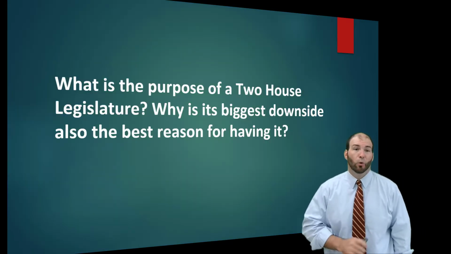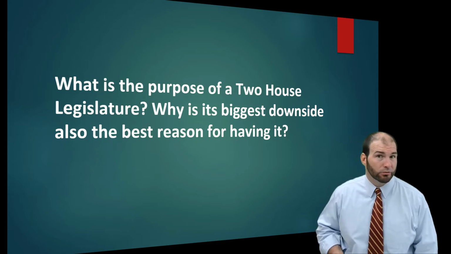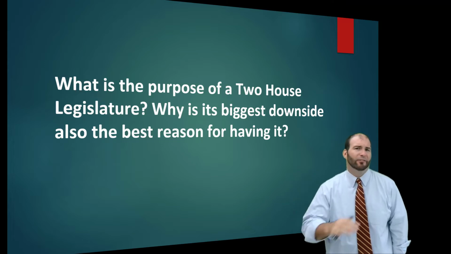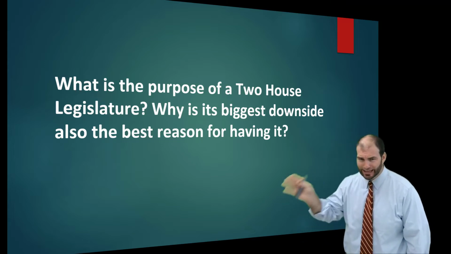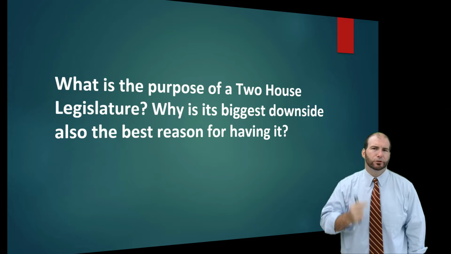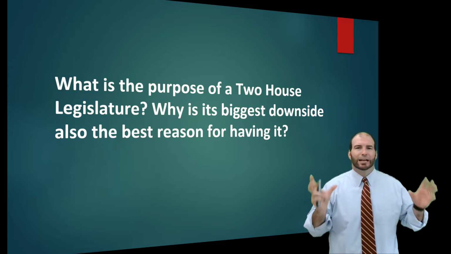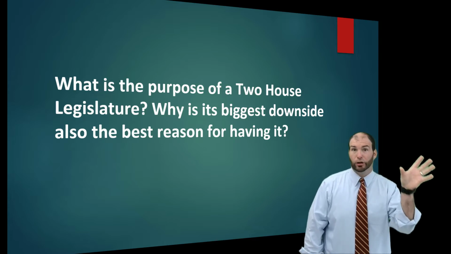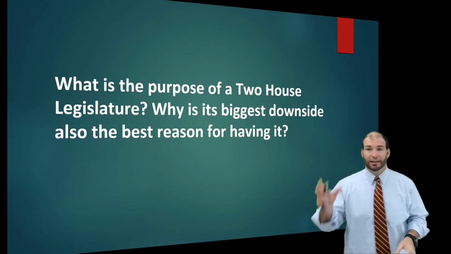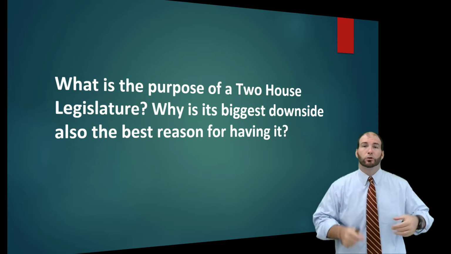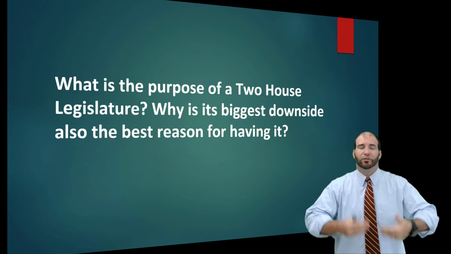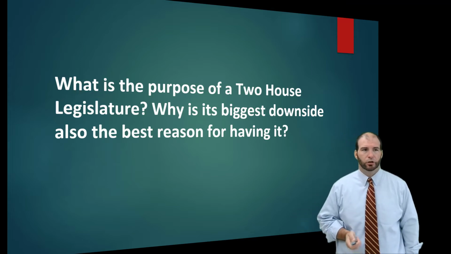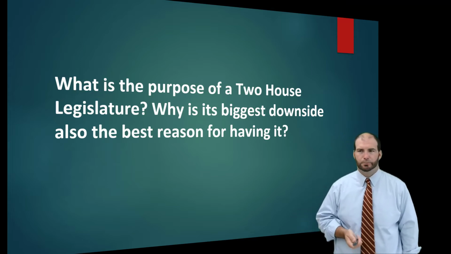So the question is, what is the purpose of the two-house legislature? All right. And then the biggest downside, also the best reason for having it. We have talked about the biggest downside, we just did. What's the purpose of the two-house legislature? You basically have to have different views. The House of Representatives is the people's house. In theory, originally elected by the people, and then the Senate was like the government. They have to agree on stuff to get it passed. So it's multiple perspectives, and everybody's supposed to agree on it. That is the purpose of a two-house legislature. So you get fair laws, and it represents people more accurately.